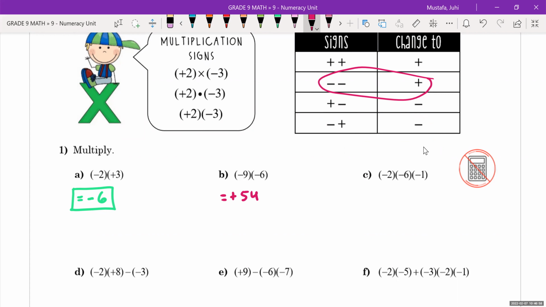Do we need to write down a positive sign? You don't have to. If you did, it would be fine. You wouldn't lose any marks or anything like that. And if you didn't, that's okay as well.